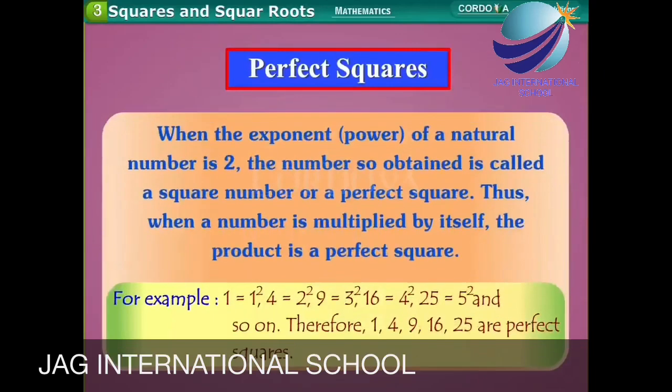Perfect squares. When the exponent, or power, of a natural number is 2, the number so obtained is called a square number or a perfect square. Thus, when a number is multiplied by itself, the product is a perfect square. For example, 1 is equal to 1 squared, 4 is equal to 2 squared, 9 is equal to 3 squared, 16 is equal to 4 squared, 25 is equal to 5 squared, and so on. Therefore, 1, 4, 9, 16, 25 are perfect squares.